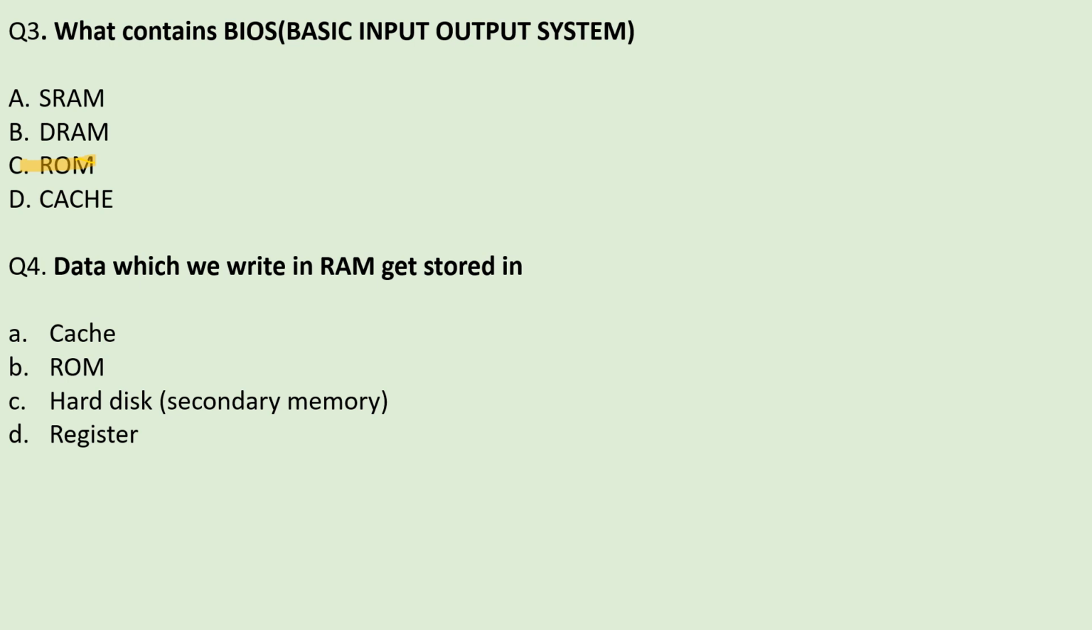Data which we write in RAM gets stored in, so the data which we write in RAM gets stored in hard disk, which is a secondary memory, because RAM is a random access memory and it is volatile in nature, so no data is stored into RAM itself.